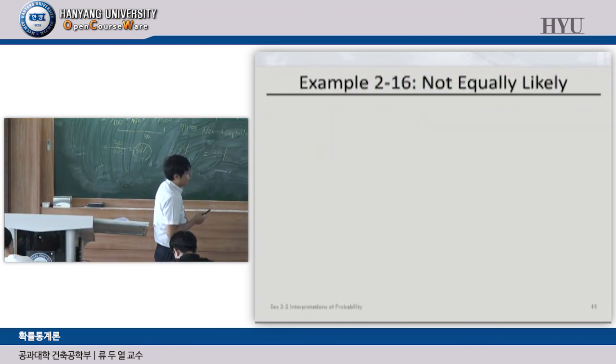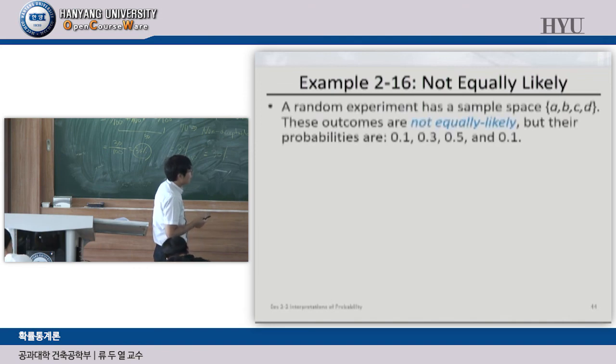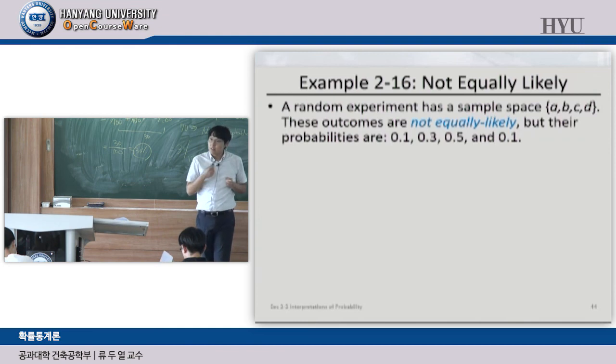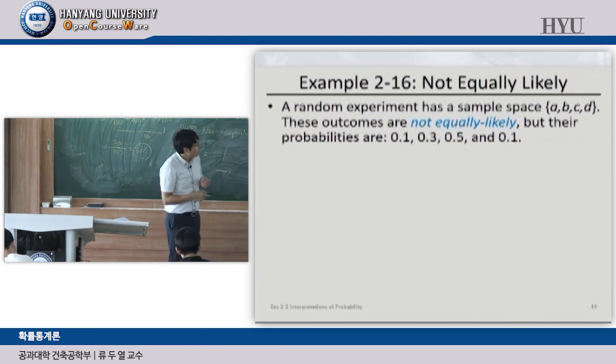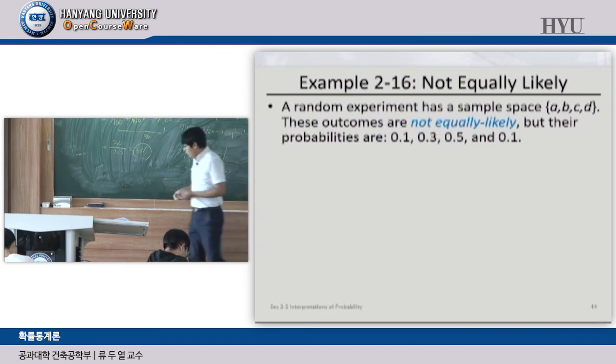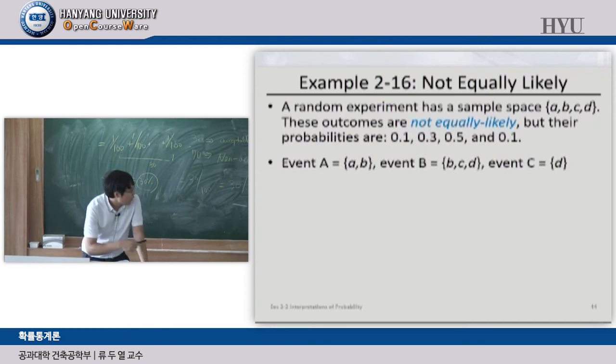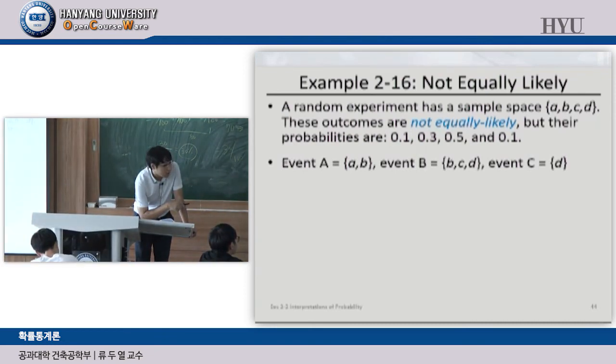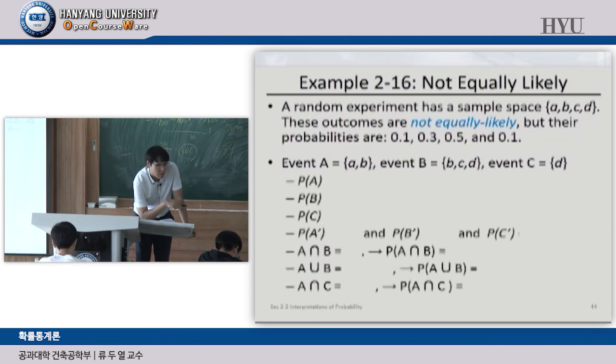And this is another example for the case of not equally likely outcomes. A random experiment has a sample space A, B, C, D. These outcomes are not equally likely, which means each case has a different probability. Their probabilities are 0.1, 0.3, 0.5, and 0.1. We can assume that event A includes a and b, event B includes b, c, d, and event C includes d. Then we can calculate all these things.